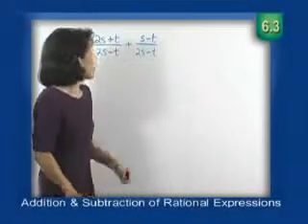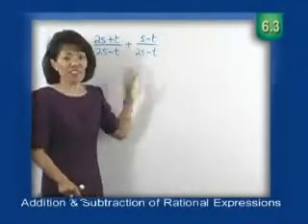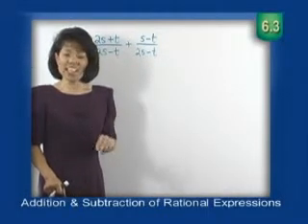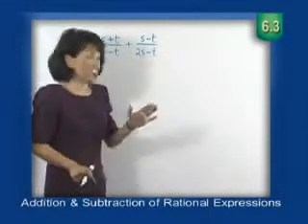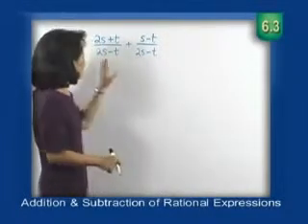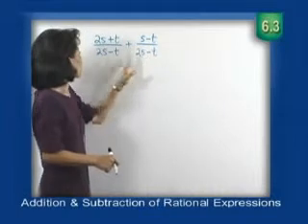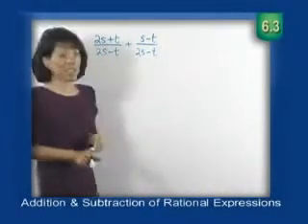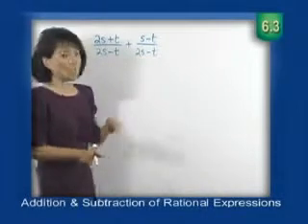Let's look at our first problem. Here we're going to add these two rational expressions. Now remember, rational expression is just a fancy word for fraction. So here we go. We're going to add these two fractions, 2s plus t over 2s minus t plus s minus t over 2s minus t.